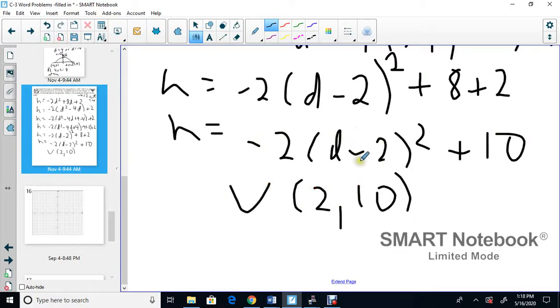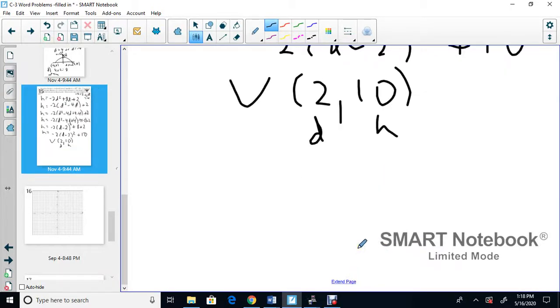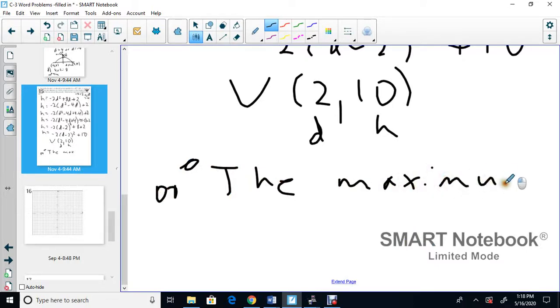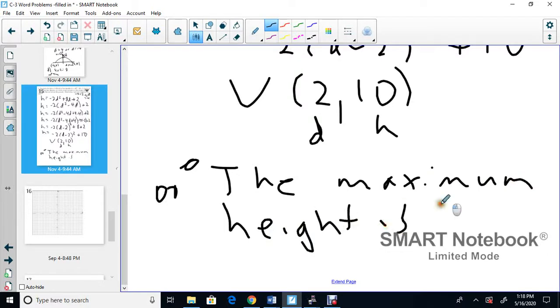The 2 goes with the d, and the height goes here. So the 10 here is our maximum height. It occurs 2 meters away. So 10 is the maximum height. Therefore, the maximum height is 10 meters.